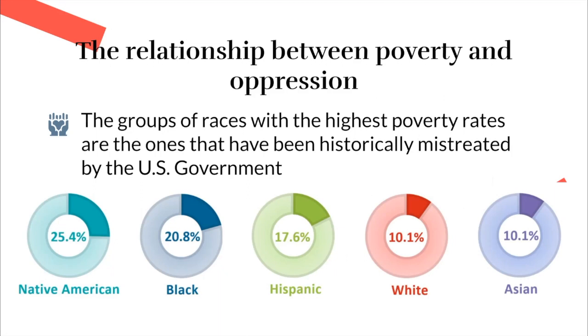There is quite a large correlation between groups marginalized by the government and the rate of poverty in those groups. As you can see, Native Americans have the highest poverty rate of any racial group, which is due in part to many of the earlier described practices. Black people have the second highest rate of poverty at 20.8%.